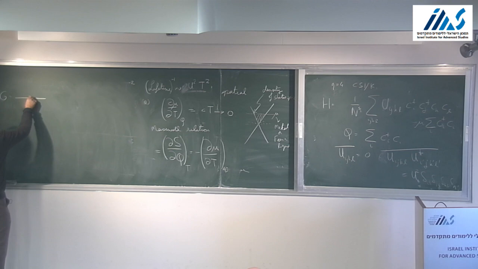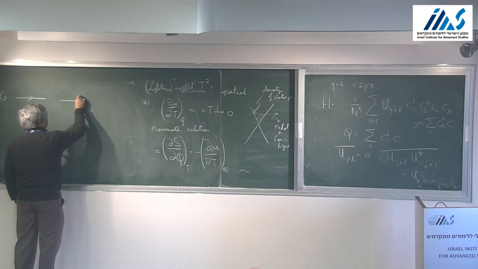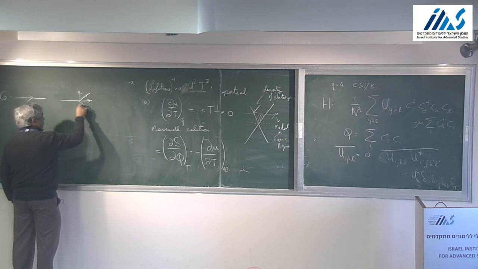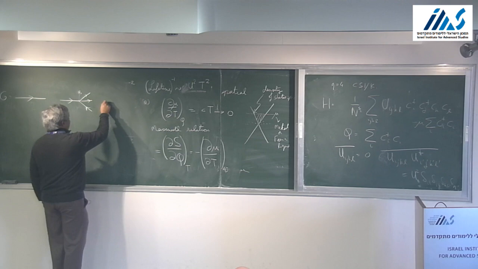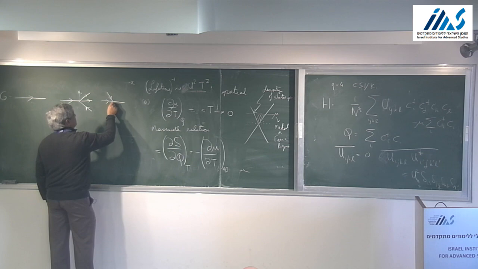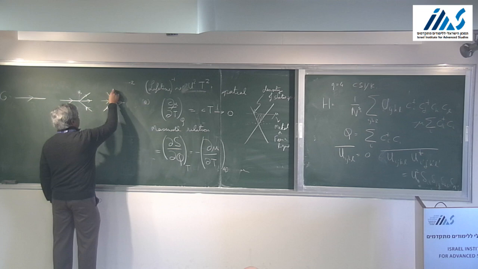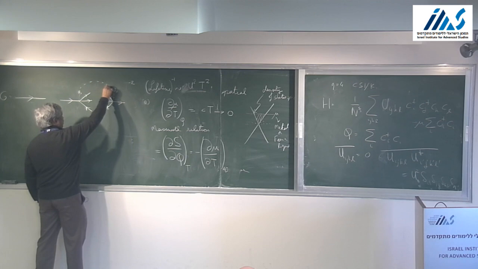Then the second graph has some interaction U here, one line coming in, one line going out. And then, of course, the average of this is zero. So you have to have another one with, something like that. Here's another U naught. And then you have to average over U naught. When you average over U naught, these two get connected. And now you can close the graphs.